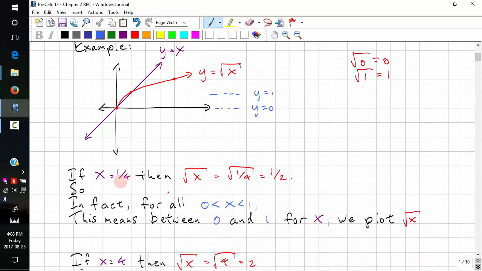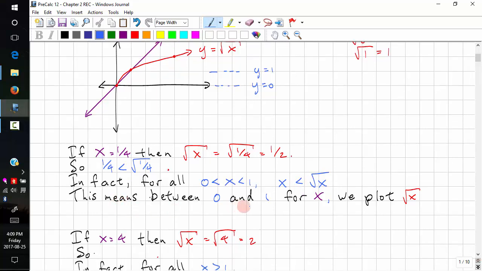If we look at x equals 1/4, so that's roughly about here, then the square root of x equals the square root of a quarter equals a half. So what we have is 1/4 is smaller than the square root of 1/4, because a quarter is less than a half. Now we can test more values between 0 and 1, but you'll find that for all values of x between 0 and 1, x is less than the square root of x.